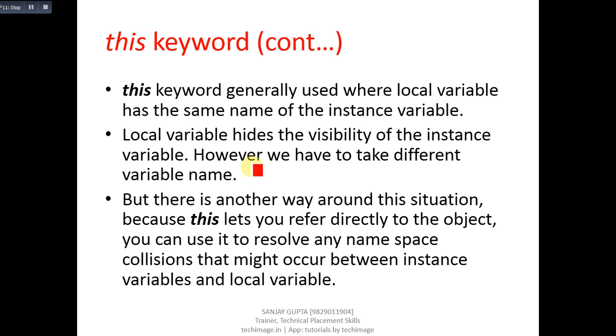But there is another way around this situation, because this lets you refer directly to the object. You can use it to resolve any namespace collision that might occur between instance variables and local variables. So if you don't want to provide different names and you want to provide the same names for local variables as well as instance variables, you can resolve that problem with the help of this keyword. Now I am going to explain this concept with the help of an example. So you can see this example here.